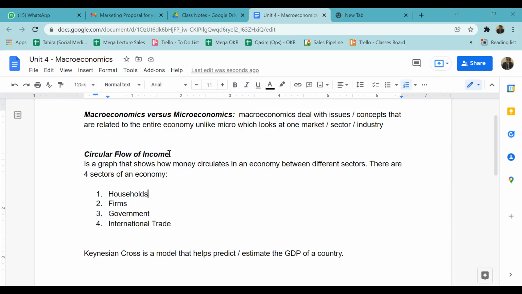Households. Households include people like you and me, who are ready to work. Households basically provide labor services if they are mature enough to work in any company. Households also are the consumers who buy goods and services and so on, right? Then there are firms. Firms are basically companies, organizations that produce goods and services. Government's role is simple. Government is more of a regulatory body in the country. And then there's international trade, like when you export and import with other countries, that's international trade, right?